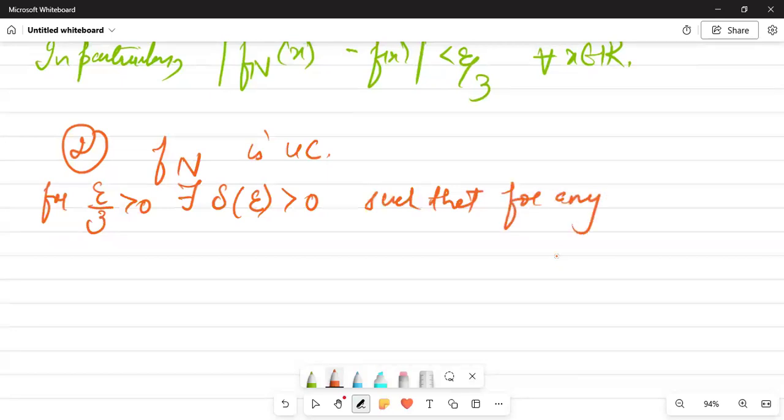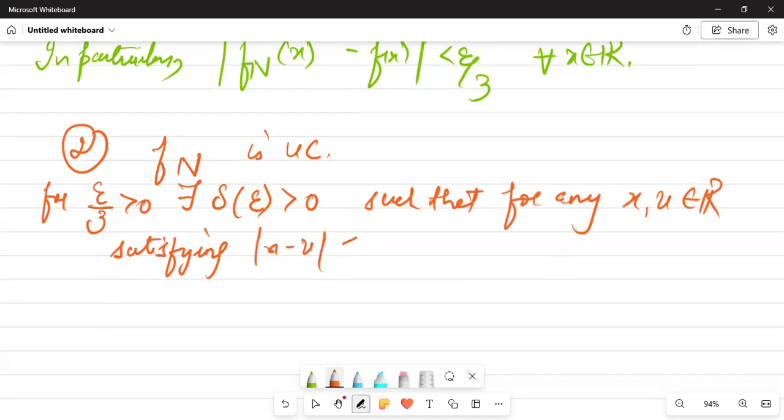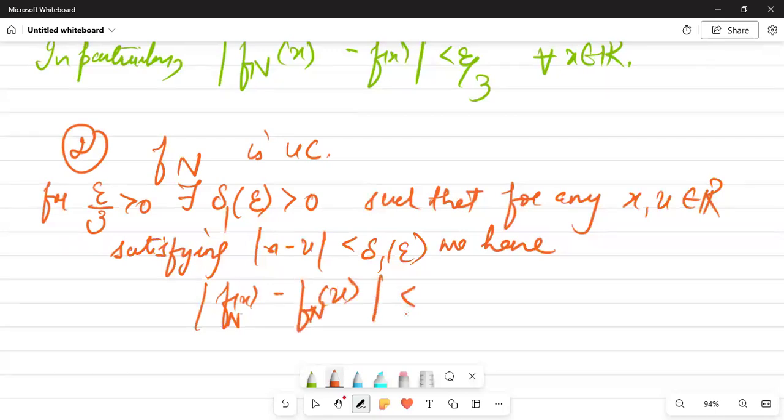for any x, u in R satisfying, because it is uniformly continuous, so the definition is satisfied, satisfying |x minus u| less than delta, let us make it delta 1 for now, we have |fn(x) minus fn(u)| less than epsilon by 3.